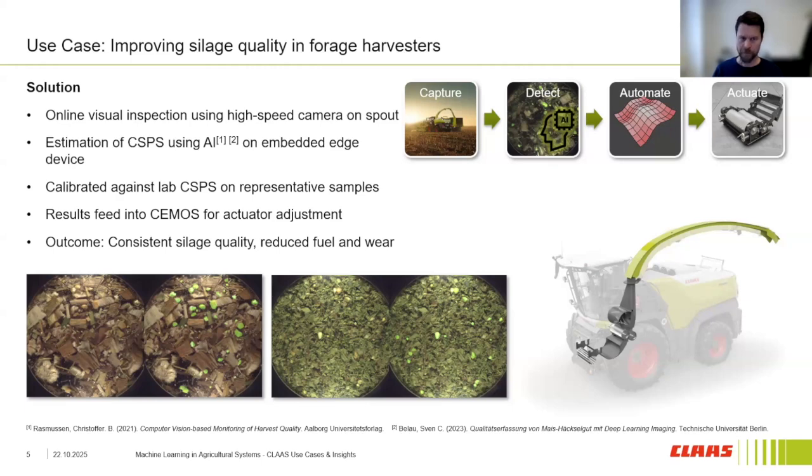Yeah. But the system in general works in the way that you have a camera mounted in the spout. It monitors the material that goes through at a high frame rate, evaluates the CSPS, which then feeds into an automation system that automatically, among others, adjusts the cracker gap, and then the loop reiterates, and you capture new images and evaluate the change. And this is done more than 20 times a second to achieve the adequate responsiveness.